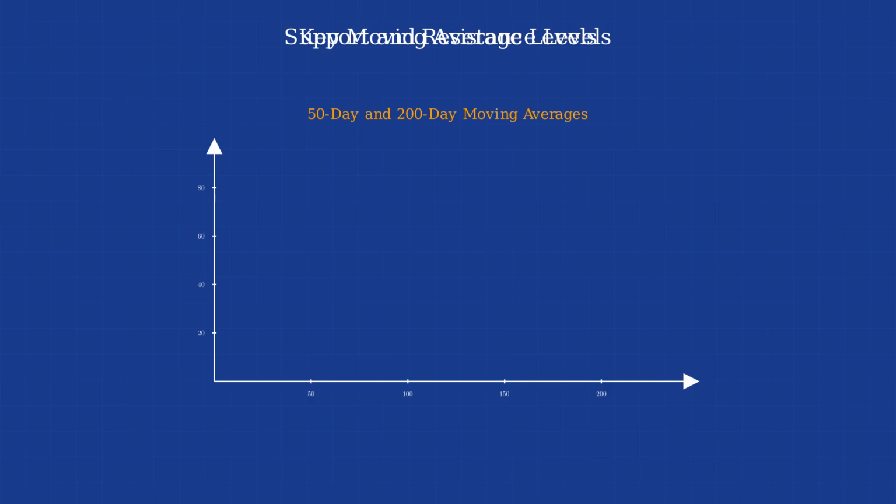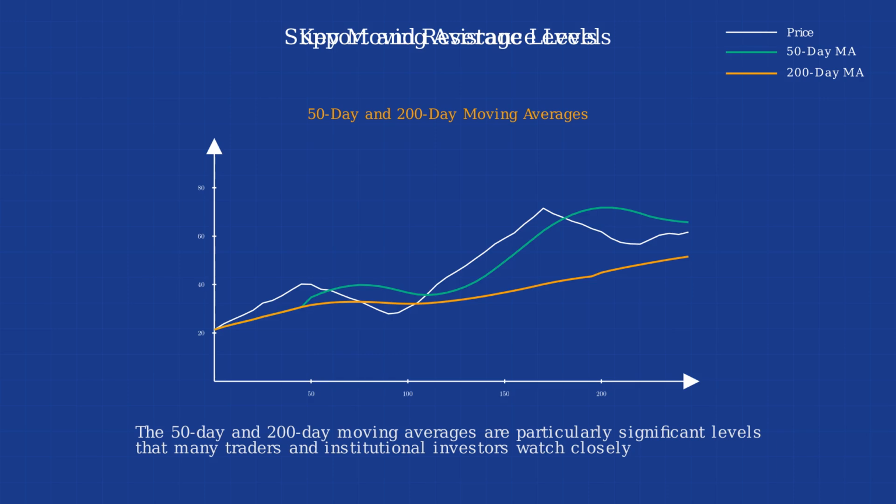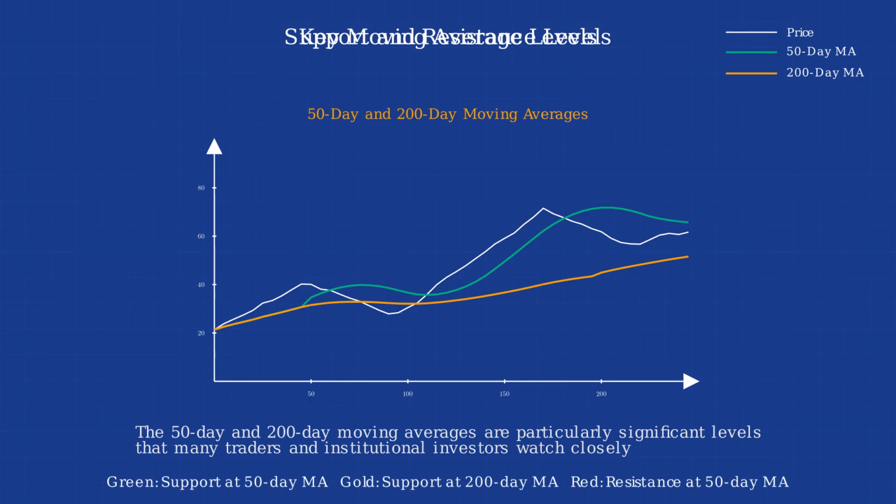The 50-day and 200-day moving averages are particularly important support and resistance levels that many traders and institutional investors watch closely. Let's look at how these important moving averages interact with price action over time. Here we can see several examples where price finds support at the 50-day moving average shown in green and the 200-day moving average shown in gold. We also see instances where the 50-day moving average acts as resistance during price declines.